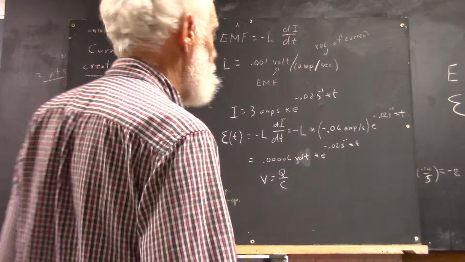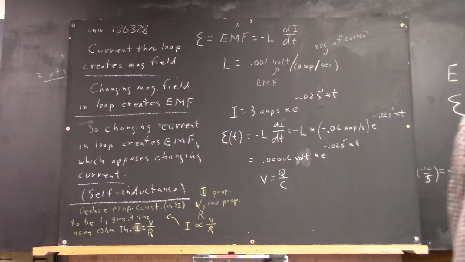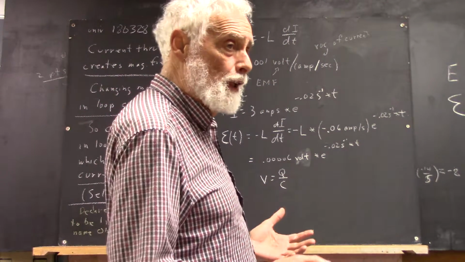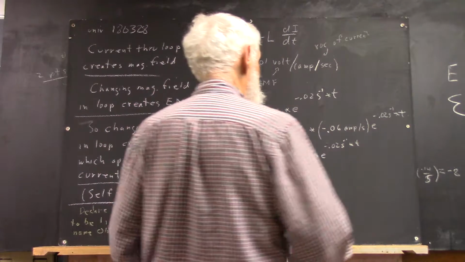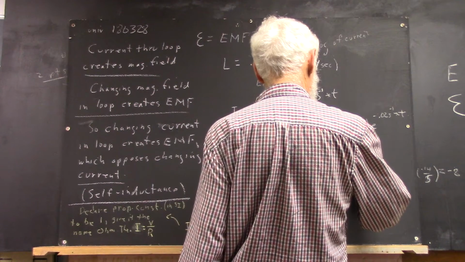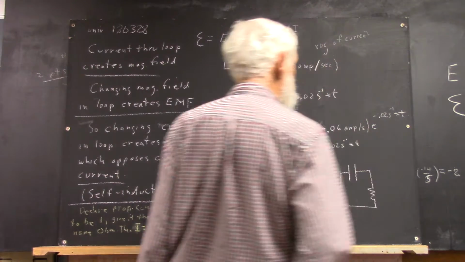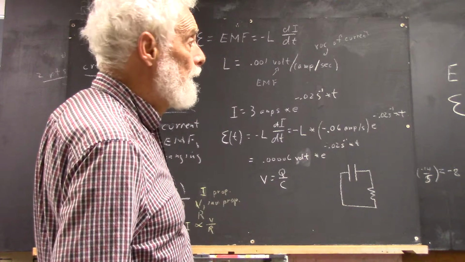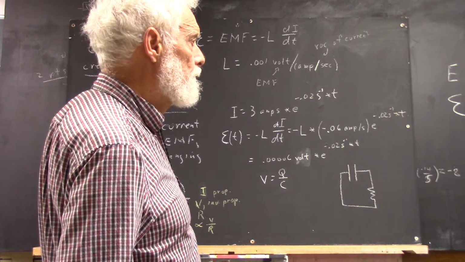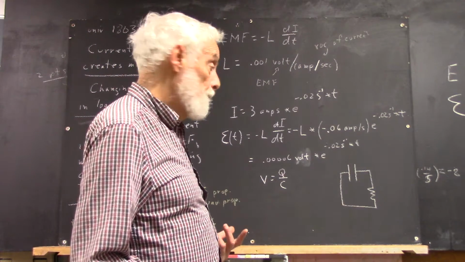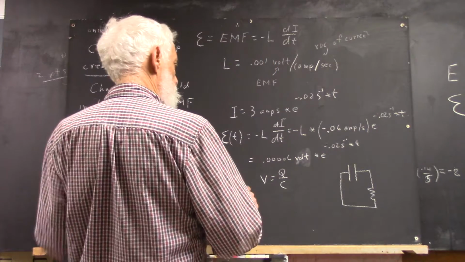Okay, we're given a capacitance and resistance, right? So we want to know what the charge is as a function of time if we're discharging through the resistor. So we have this circuit. Now I didn't give you an initial charge, so you're going to have to assume a charge Q.